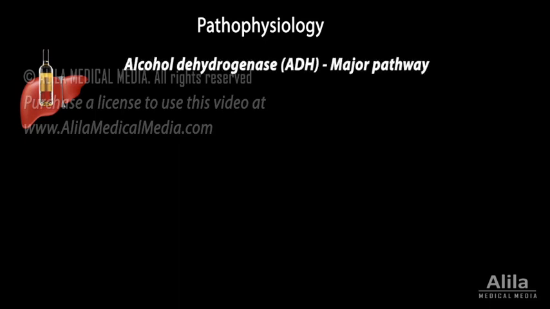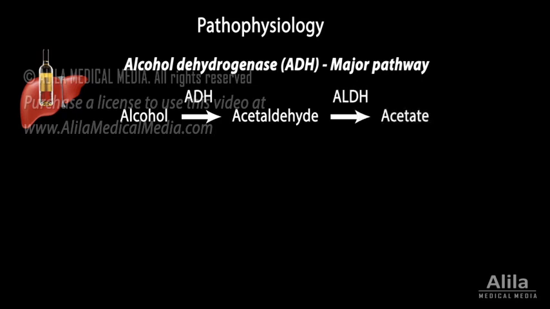The liver is the major site of alcohol metabolism. 2 main pathways are involved: alcohol dehydrogenase, ADH, and cytochrome P450-2E1, or CYP2E1. ADH converts alcohol to acetaldehyde. A second enzyme, acetaldehyde dehydrogenase, ALDH, then metabolizes acetaldehyde to acetate.